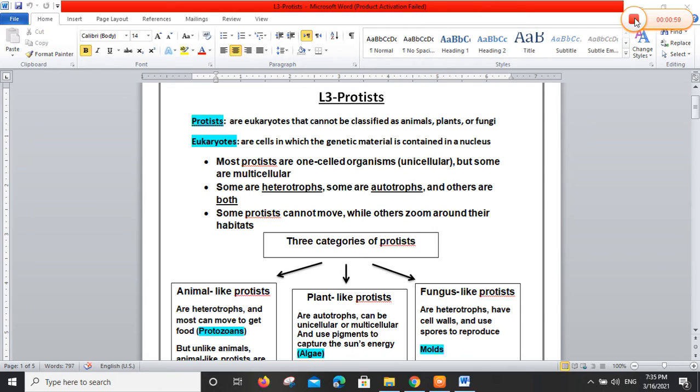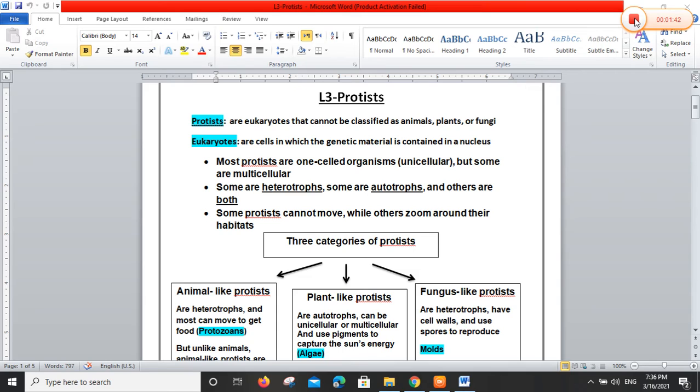Number 1, most protists are one-celled organisms, meaning unicellular, like bacteria. So the common properties between protists and bacteria: most types of protists are unicellular, and bacteria are unicellular also. But some types of protists are multicellular. Number 2, also common between bacteria and protists, some are heterotrophs and some are autotrophs, and the others are both.